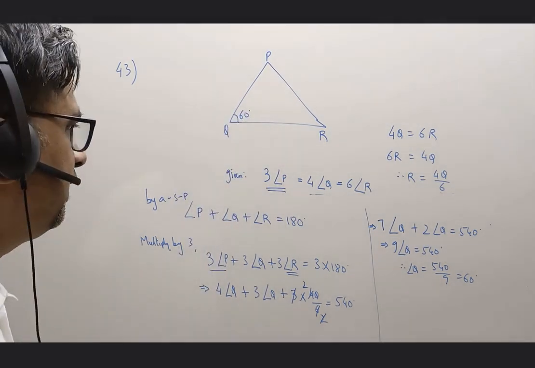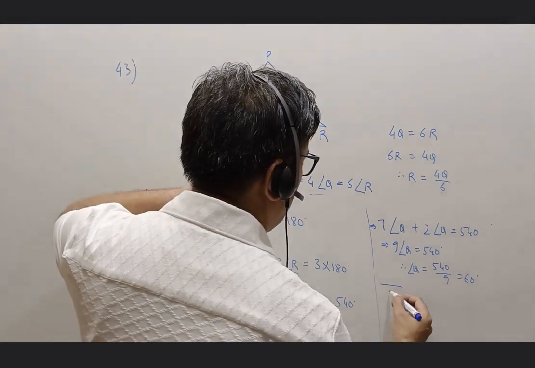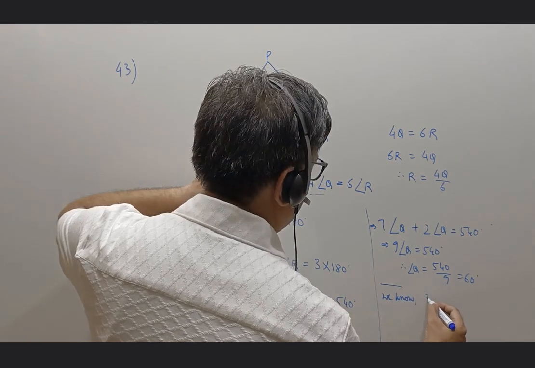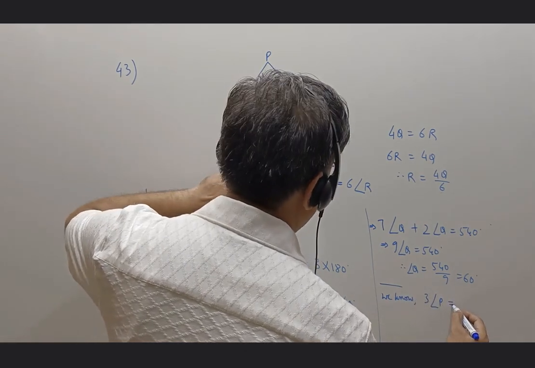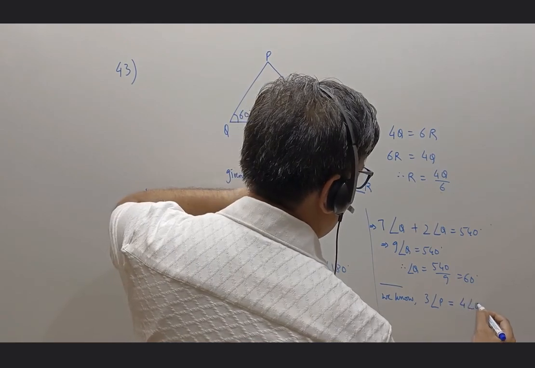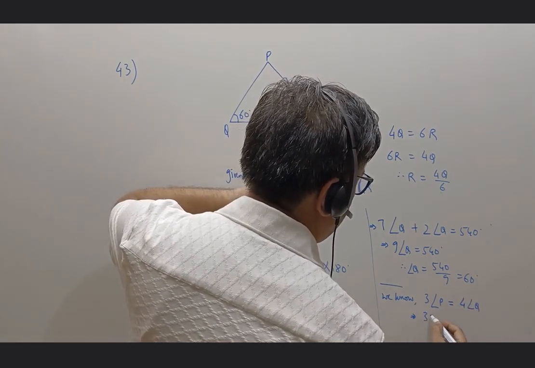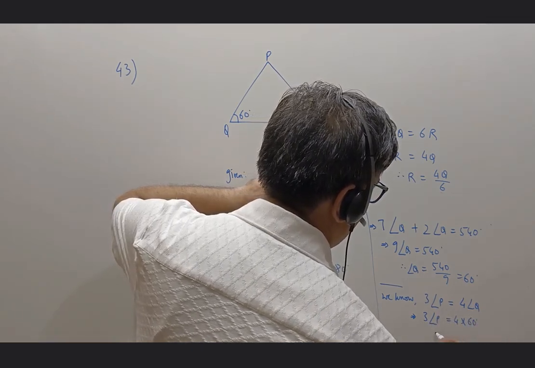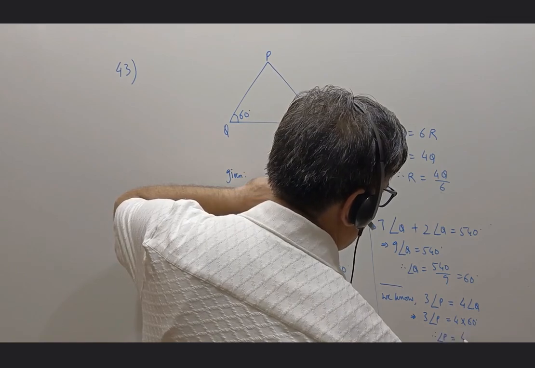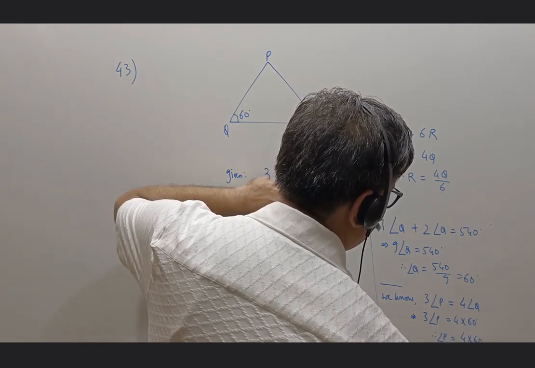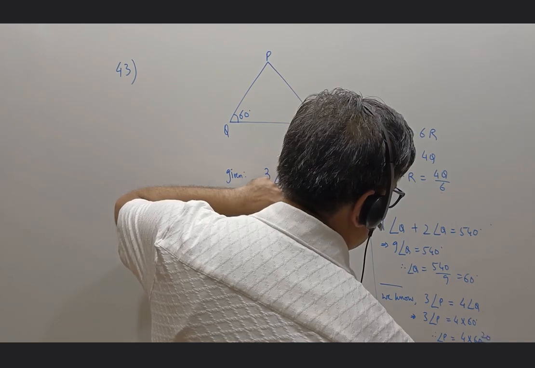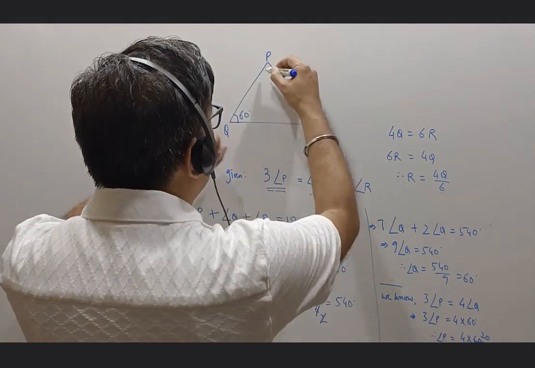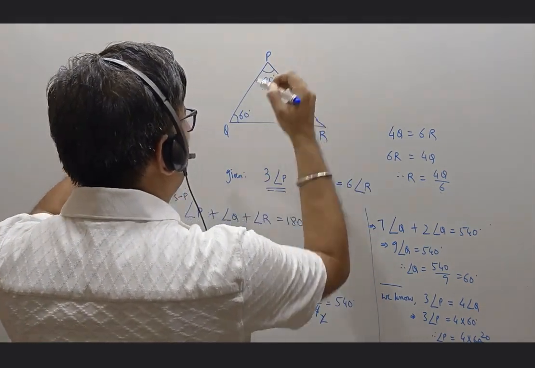That's one done. Now we know that 3 times angle P is 4 times angle Q. That implies 3 times angle P is equal to 4 into 60. Therefore, angle P is equal to 4 into 60 by 3. So this is equal to 4 into 20, that's 80 degrees. So angle P comes to 80 degrees.